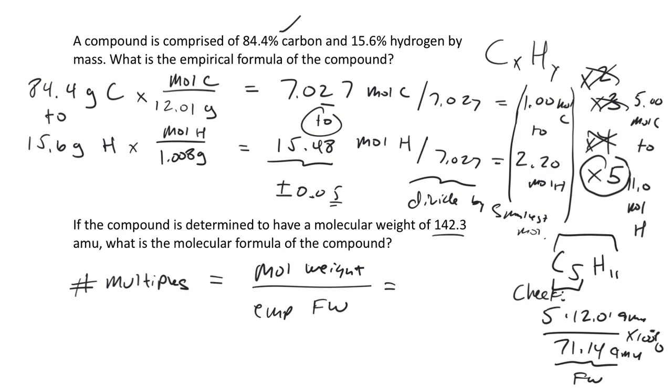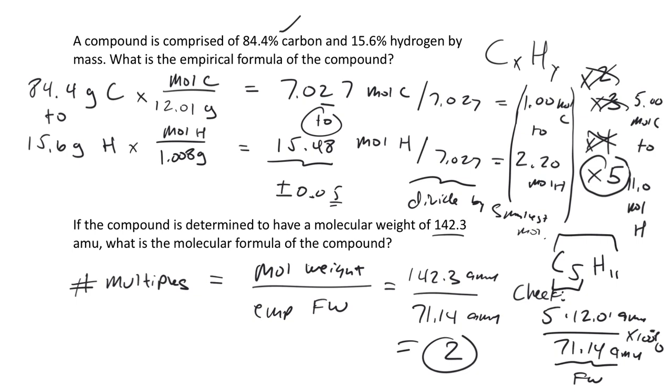So if I take 142.3, that's our molecular weight, and then I just divide it by that 71.14, the mass of 5 carbons and 11 hydrogens. I think you can see that that's going to be equal to 2. We can even double check. I'm sure it's right dead on to 2. 142.3 divided by 71.14 is 2.0002. So that's working out to the multiple of 2.